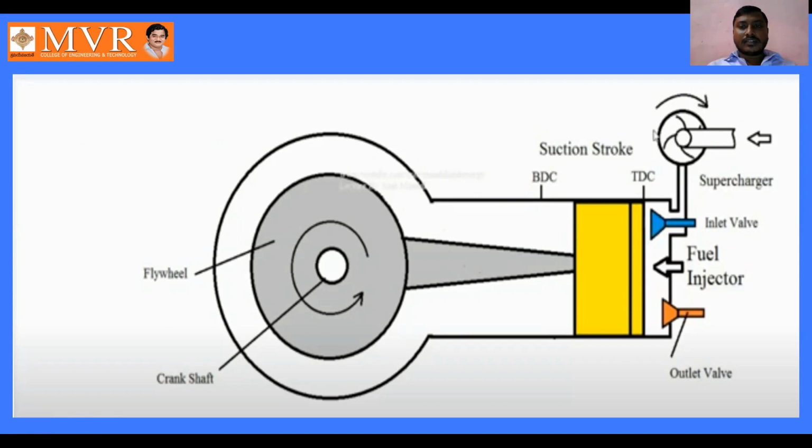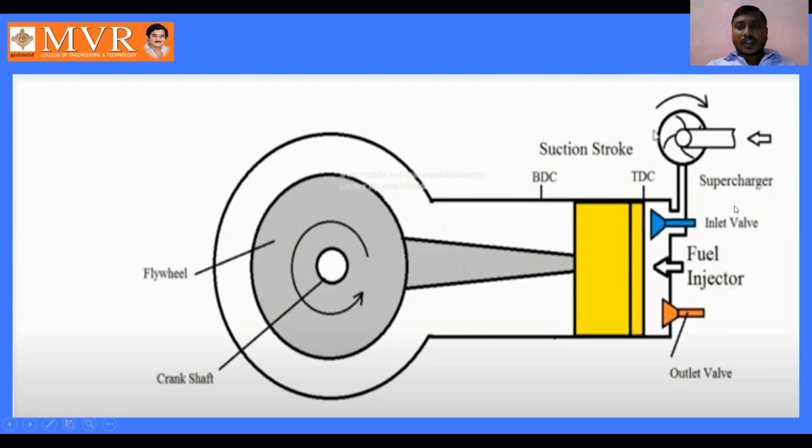Here this is the flywheel, this is the crankshaft. This is the bottom dead center, BDC, and this is the top dead center, TDC. Here we can observe the suction stroke. This is the supercharger which we are using here, and this is the inlet valve, this is the fuel injector, and this is the outlet valve. By using all these components, we carry out the working principle of the diesel engine.